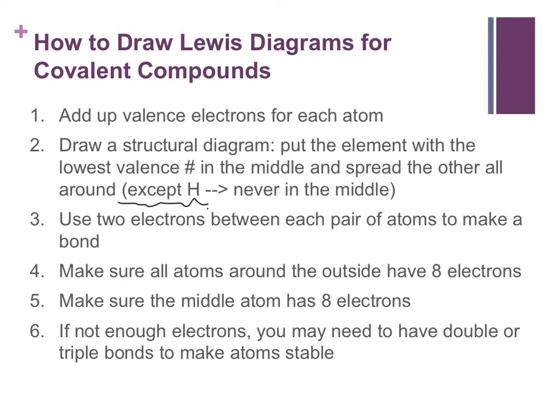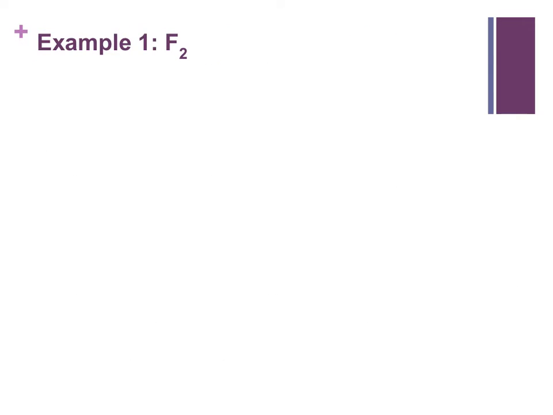We're then going to use 2 electrons between each pair of atoms to make a bond. 2 electrons is always 1 bond. Then we're going to make sure that all the atoms around the outside have 8 electrons. And finally, we're going to make sure that the middle atom has 8 electrons around it as well. If there's not enough electrons, and this happens sometimes, we might need to use double or triple bonds in order to make the atoms stable. We're going to now run through 4 examples of Lewis diagrams.